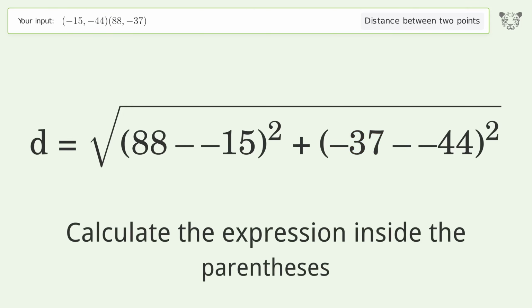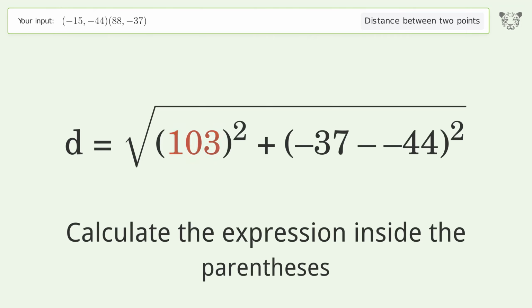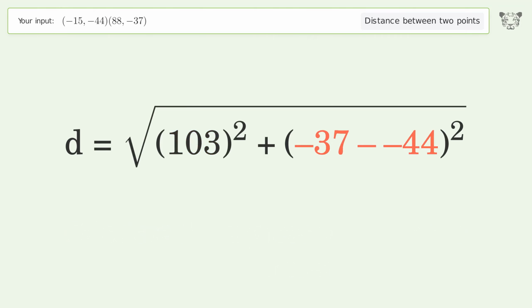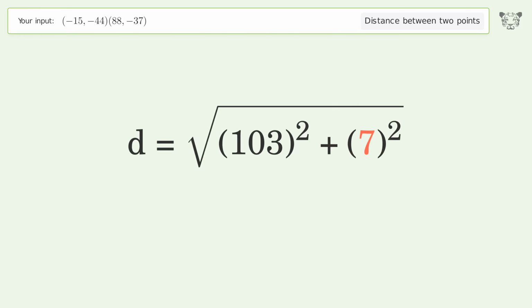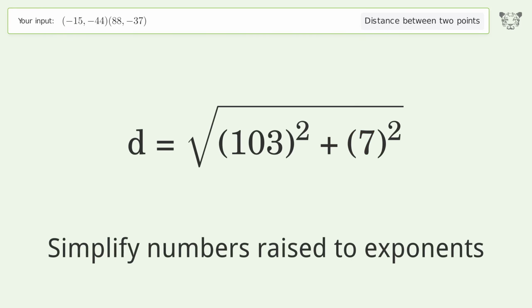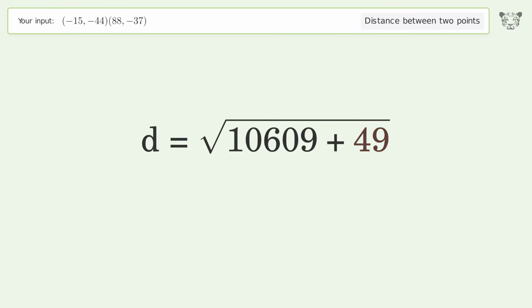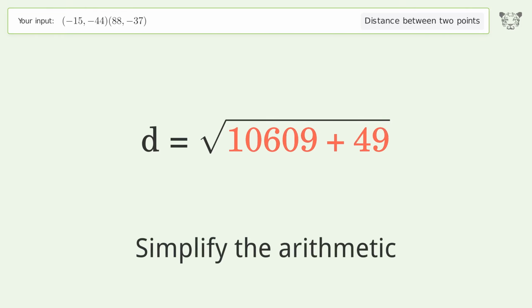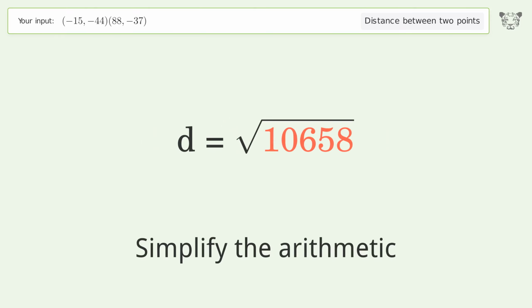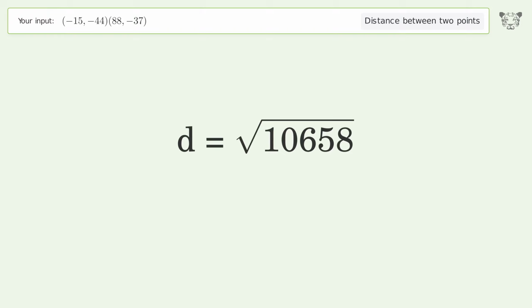Calculate the expression inside the parentheses. Simplify numbers raised to exponents. Simplify the arithmetic. And so the distance between the 2 points is the square root of 10,658, or 103.238.